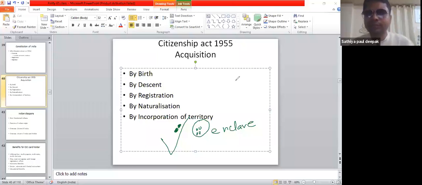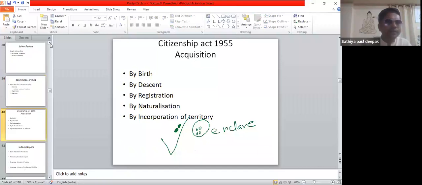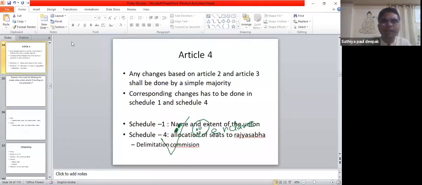Understood? Understood. So we have seen the acquisition. Now in Union and its territory, what happened is I missed a topic. Union and its territory. So we saw till Article 4 only, right? Sorry, Article 4 only we saw.